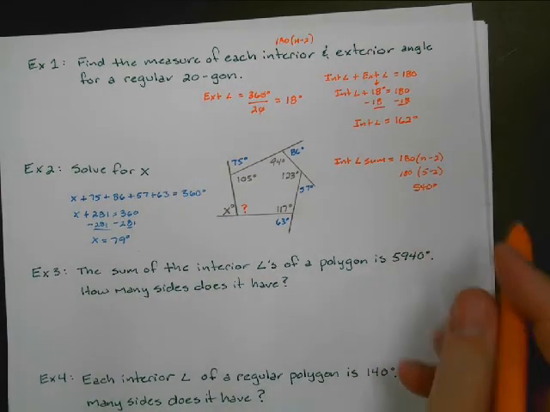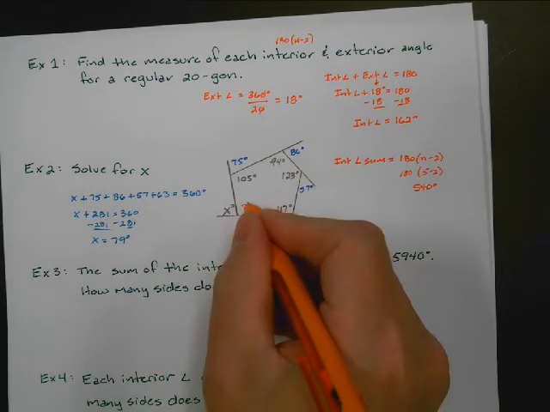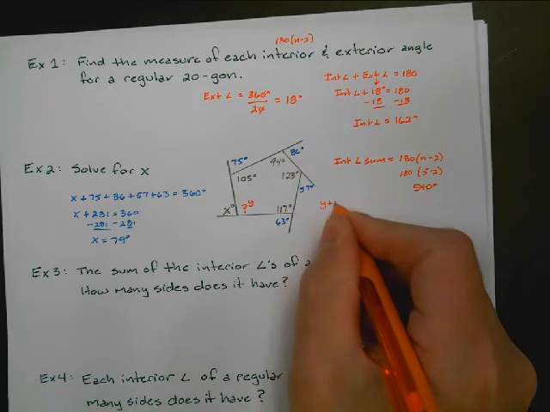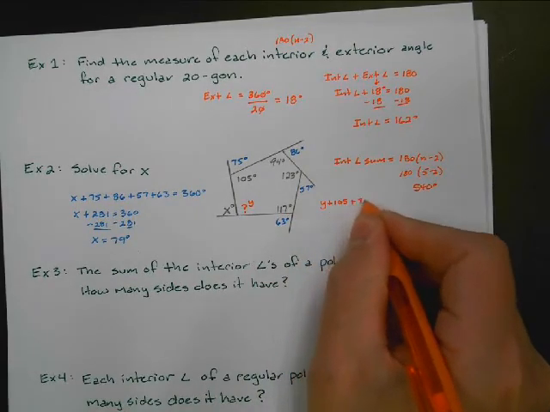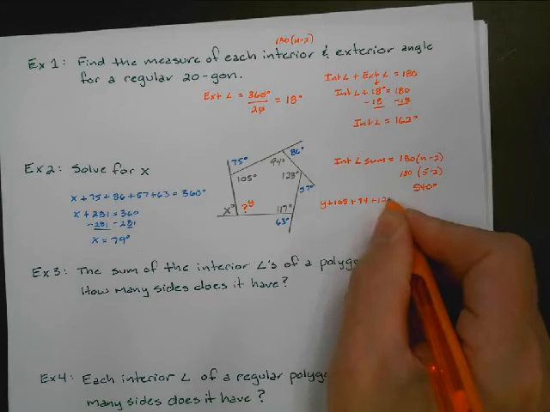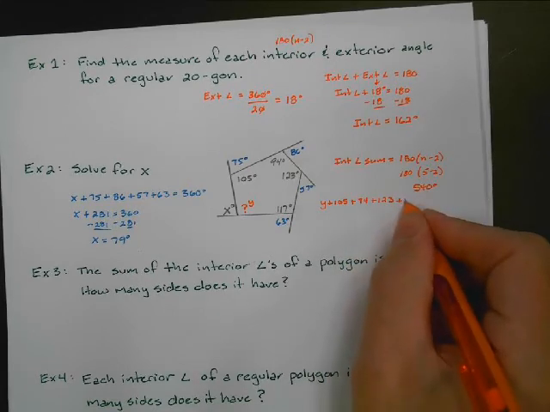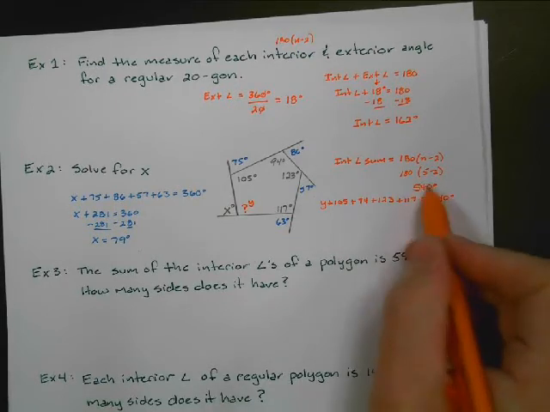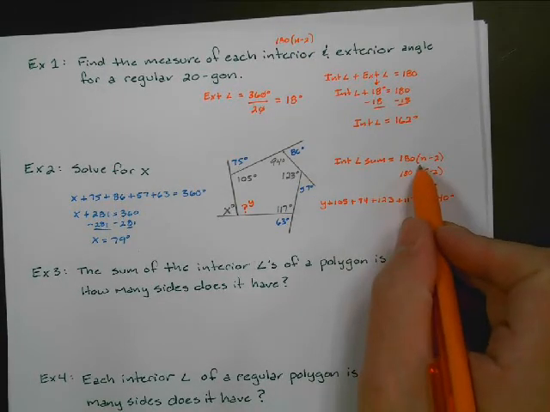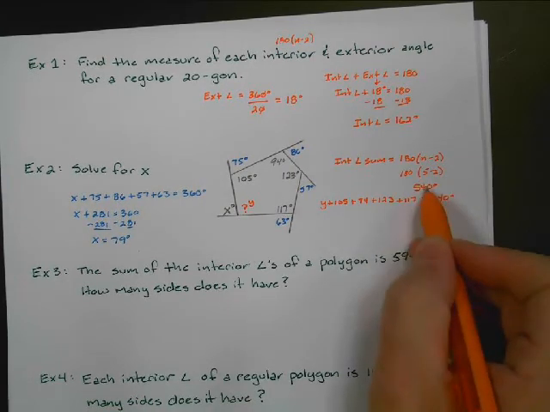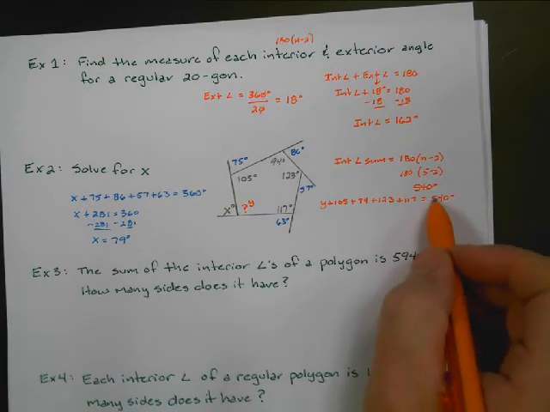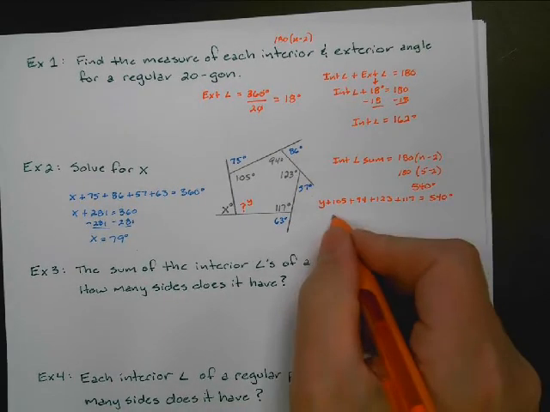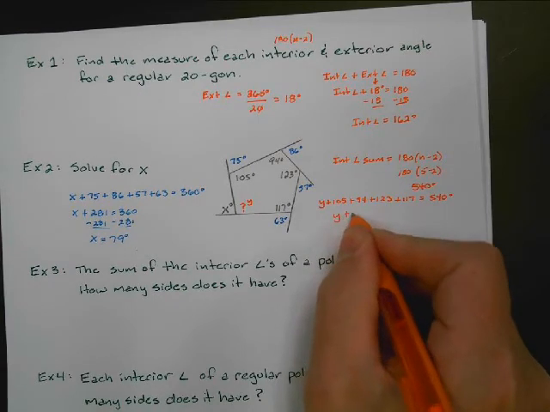If I did it this other way, I would say, okay, I'll call this one like y or something like that. So I could say that y plus 105 plus 94 plus 123 plus 117 equals 540 degrees. Because I found out that using the polygon angle sum theorem that a pentagon has 540 degrees. I'd add all these together and get, was it 439? I think it's 439.